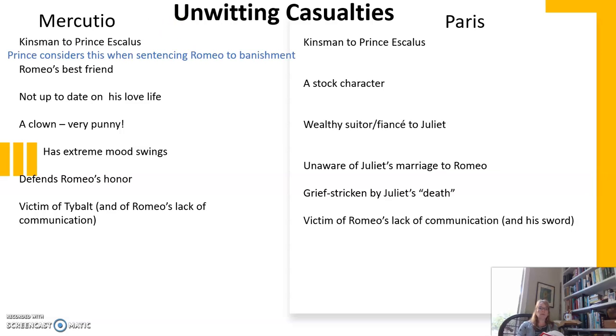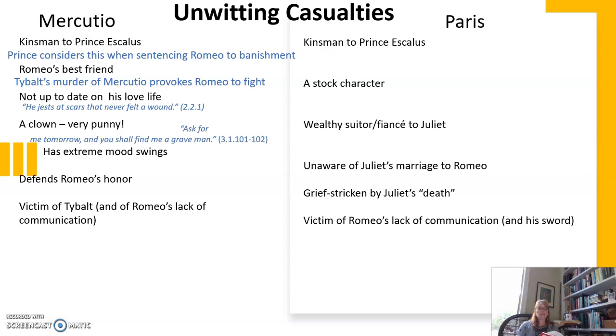Mercutio, kinsman to the prince. That relationship, again, is something the prince considers when sentencing Romeo to banishment instead of execution. He is Romeo's best friend, and Tybalt's murder of Mercutio provokes Romeo to fight. Mercutio is not up to date on Romeo's love life. That's important because it turns into a critical error in the play.